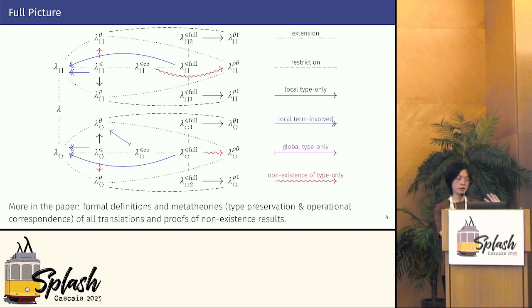So in the paper, we also have some translation of the strictly covariant subtyping and full subtyping in the setting of explicit calculus. And we found it very surprising that the symmetry is broken when you are considering more involved subtyping. Yes, and in the paper, we have proved all the results in this figure. We have formal definitions and some meta-theories, like the translation preserves types, the translation preserves the operational semantics, and some proofs of the negative results.